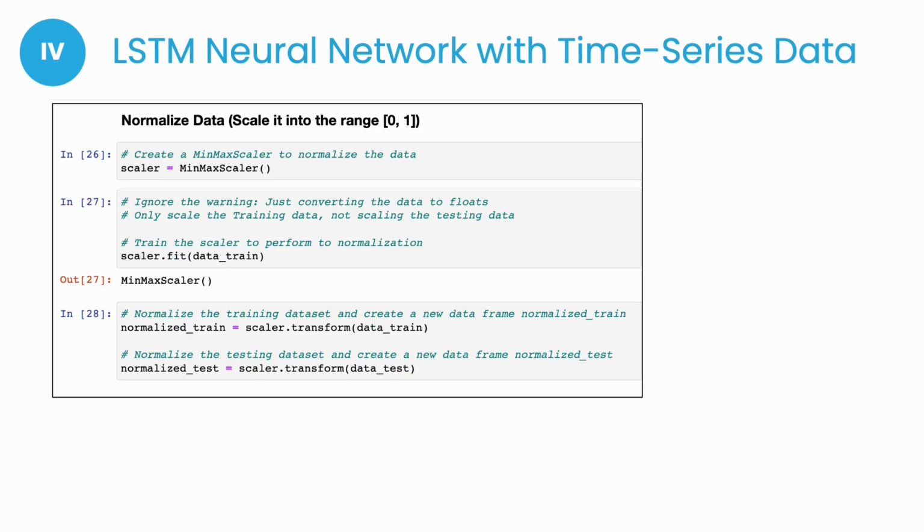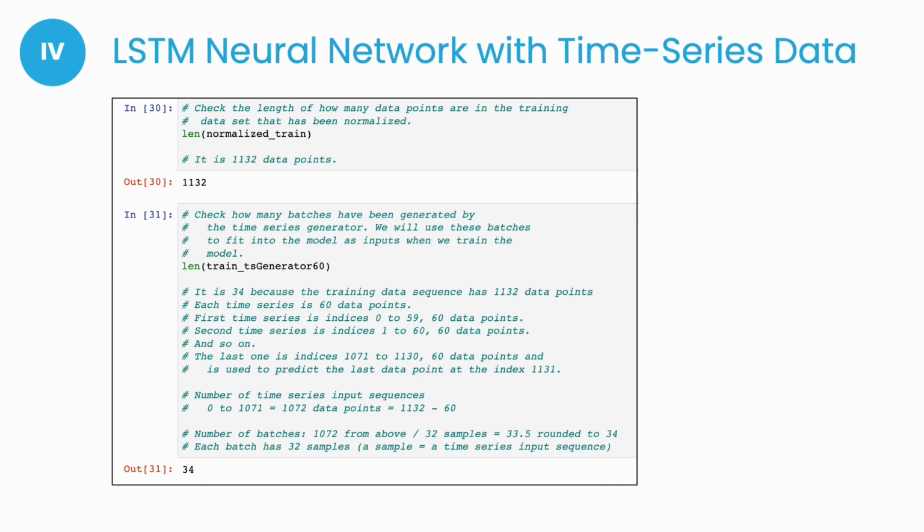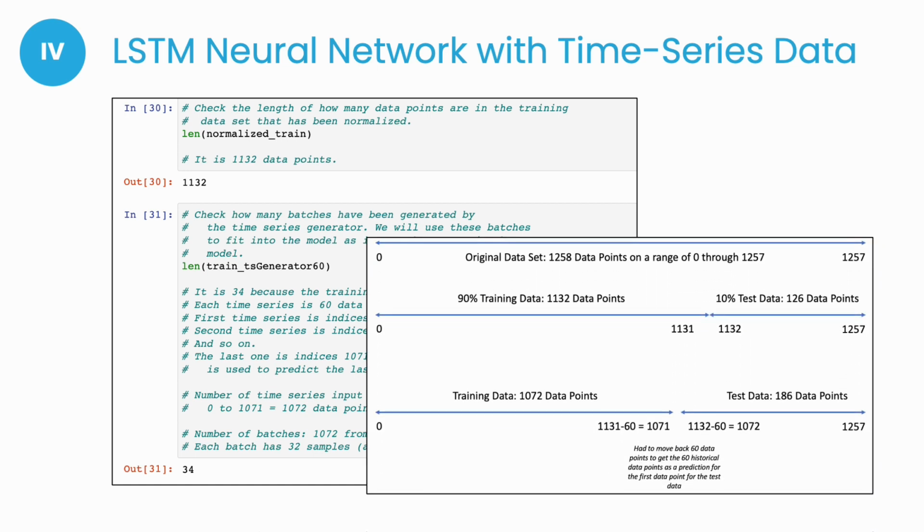Next was normalizing the data and creating a time series generator instance with length of 60 and batch size of 32. Then I checked the length, it's at 1132, and I checked the number of batches generated. It was 34 because there were 1,132 data points in the training data set, moved back 60 places to get 1,073 data points, then divided by 32 samples equals 33.5, rounding to 34.